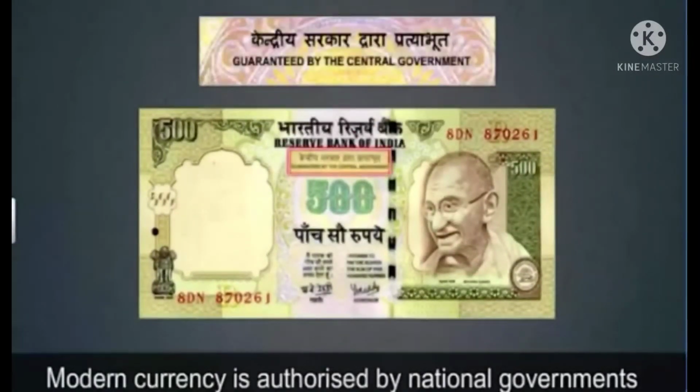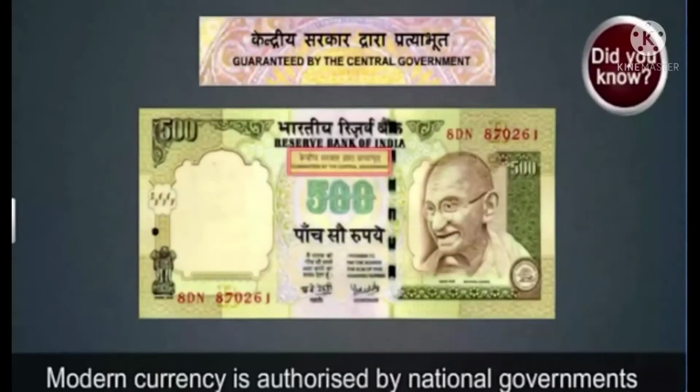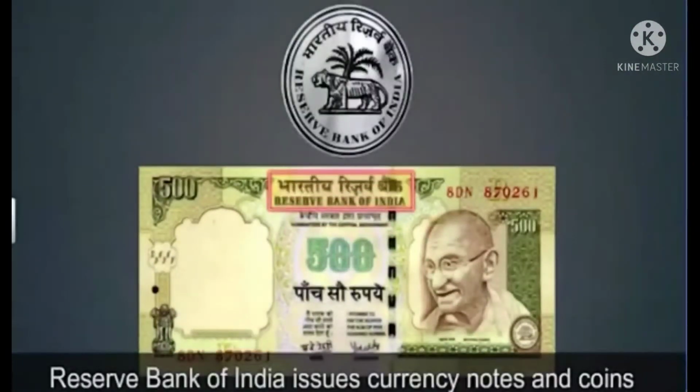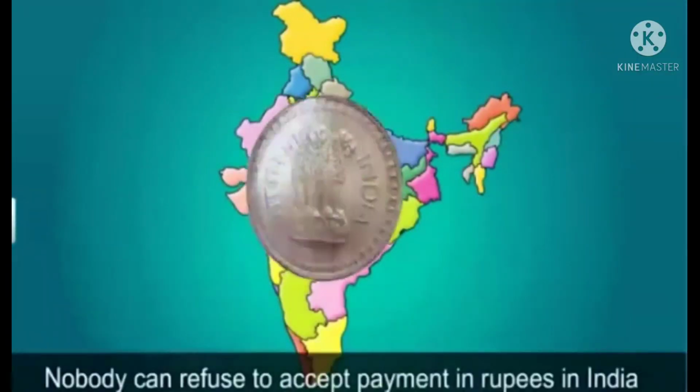Did you know the current series of currency notes in India, called the Mahatma Gandhi series, was started in 1996. Each currency note has its amount written on it in 17 Indian languages. In India, the Reserve Bank of India is the only legal authority that can issue currency notes and coins on behalf of the central government. The rupee is India's currency, and nobody can refuse to accept a payment made in rupees in India.